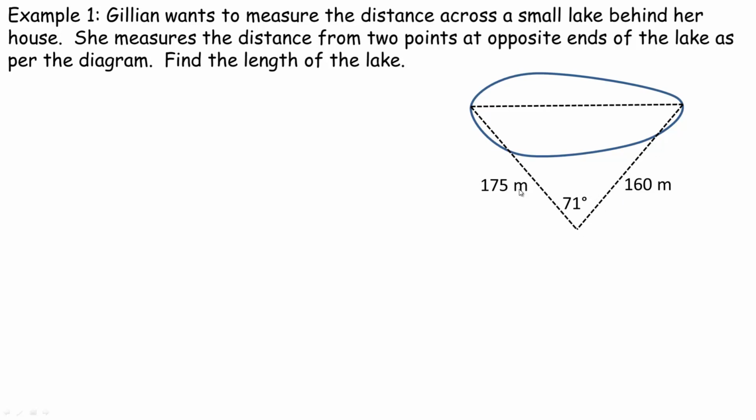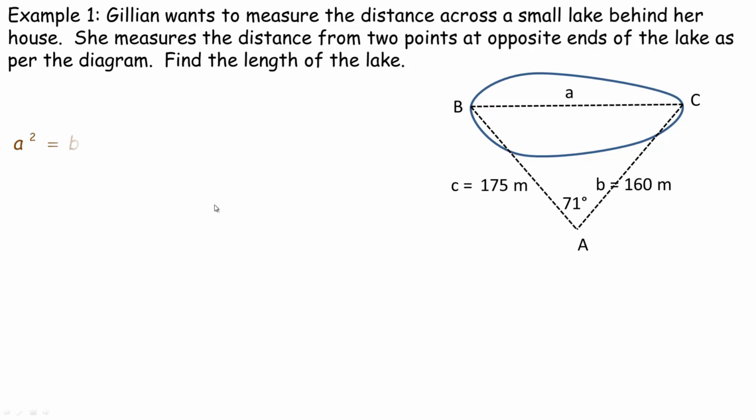And so this is the scenario to find a side using the cosine law. You know the other two sides and the angle between them, or the angle across from the side we're trying to find. Now let's label the triangle. So I'm going to call it A, B, C here. So that would be side A we're trying to find. This would be side C over here. So little c is 175 and little b would be the 160 over here. And of course angle A is a 71.